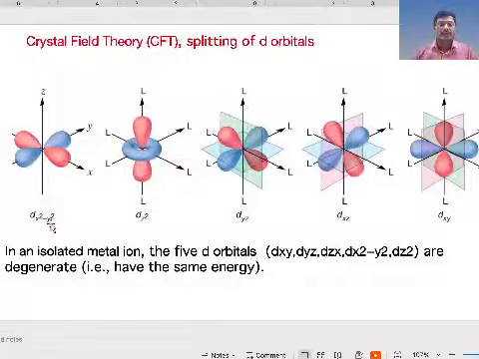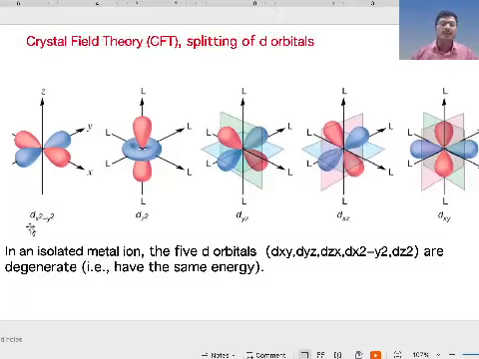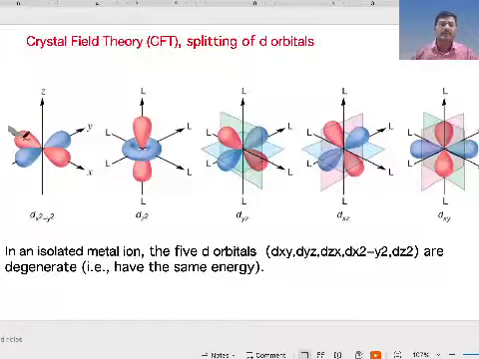The dx square y square and z square orbitals have one type of orientation. The remaining 3 have another type of orientation. When you see x square y square, the lobes are present on the axis. For example, let us take this as the x axis and this as the y axis. Exactly, the lobes are present on the axis.